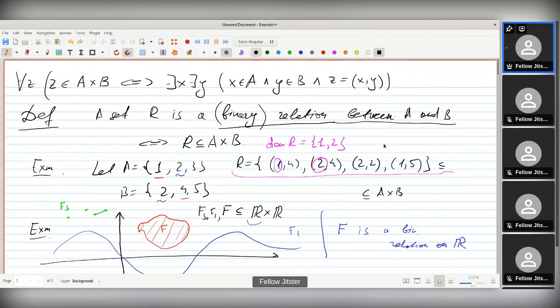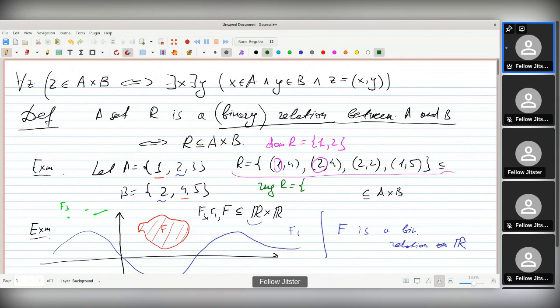And similarly, let us compute the range. What is the range of R? It must be the set of all second coordinates, a subset of B. What should we take? Please name all the elements of the range.